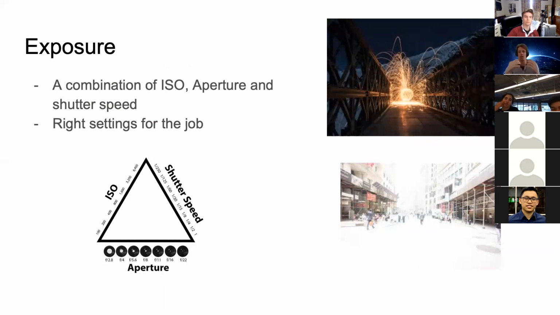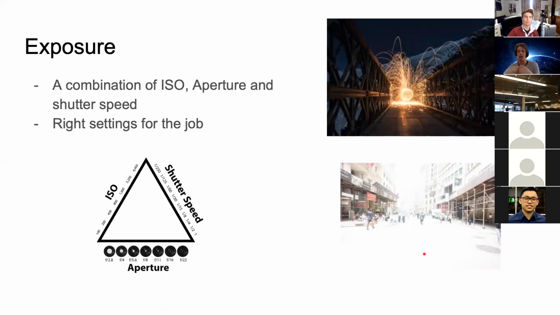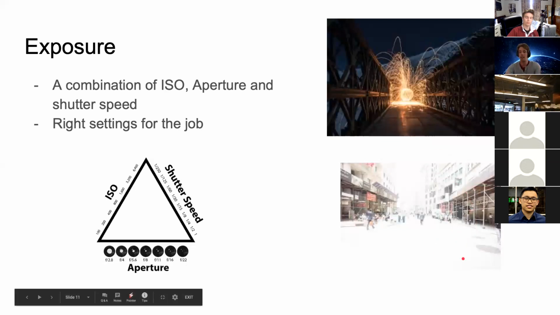If you've ever heard the term where an image is overexposed, this is what happens. Basically, there's too much light coming into the image. The aperture is too wide, the shutter speed was too slow, and so the sensors all got blown out, right? This is what happens when you have bad settings for what you're trying to capture.